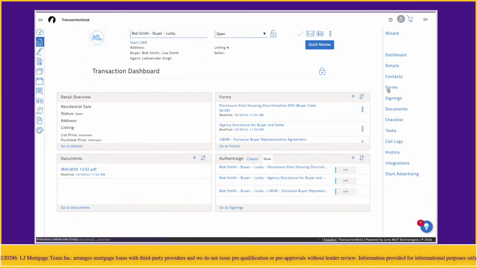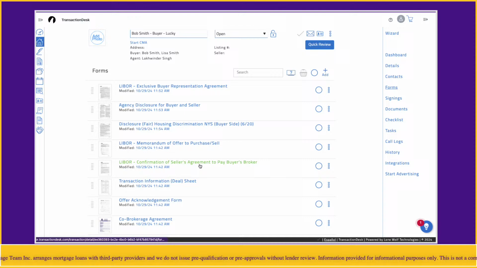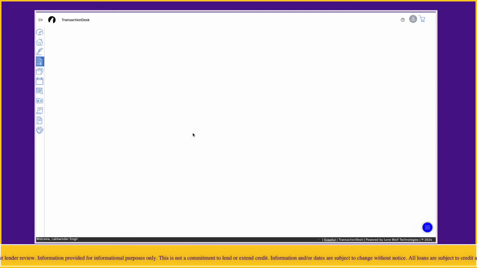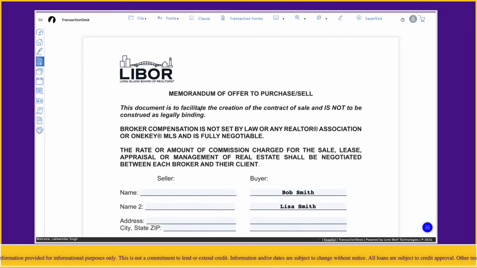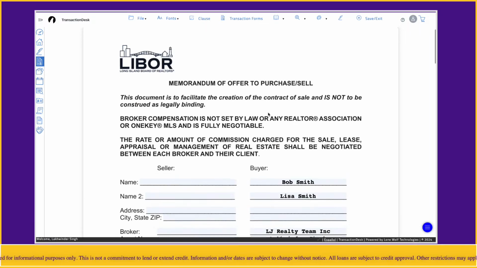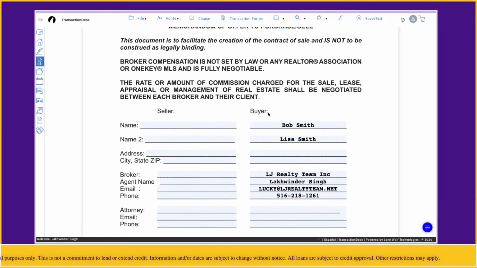I want to click on Forms, and now I want to look for where it says LIBOR Memorandum Memo of Offer to Purchase, right? So basically, Memo of Offer to Purchase. We're clicking on that link. And now we're seeing your offer letter here. Because we have already told the system that we have two buyers, we have Bob Smith, we have Lisa Smith, both of their names are coming up there.